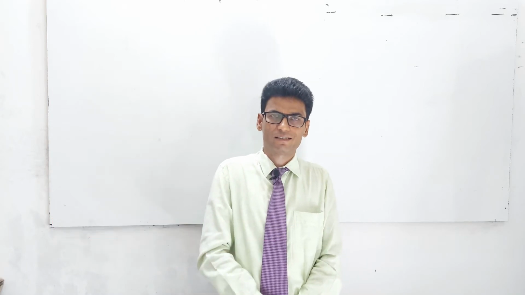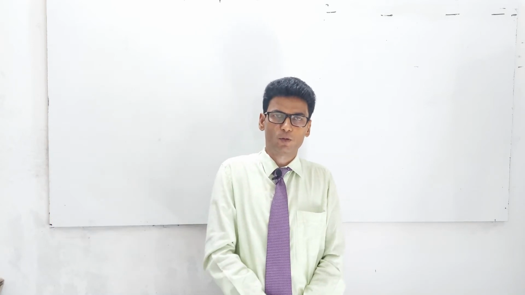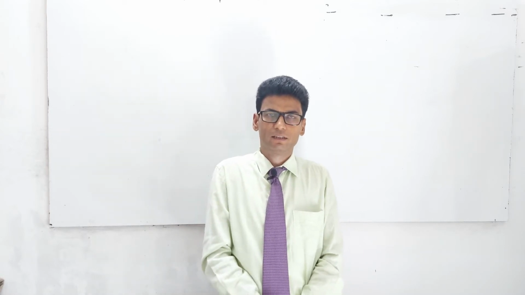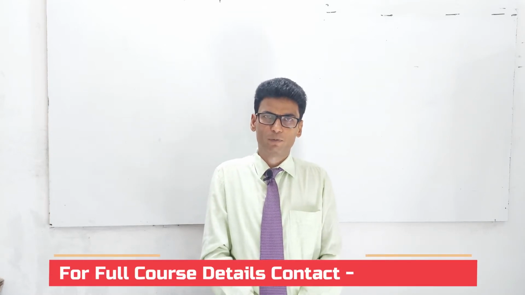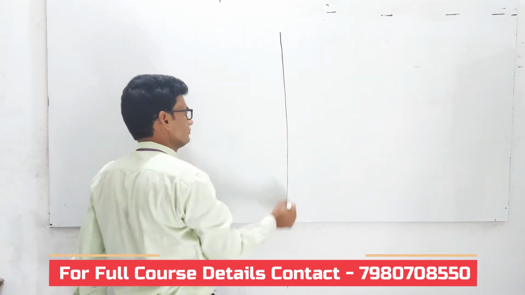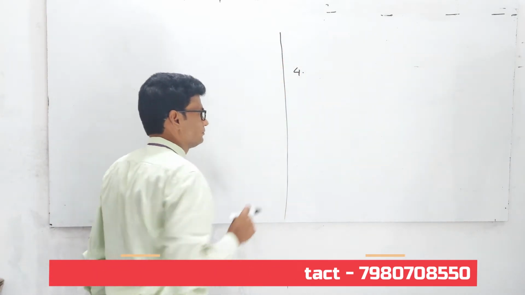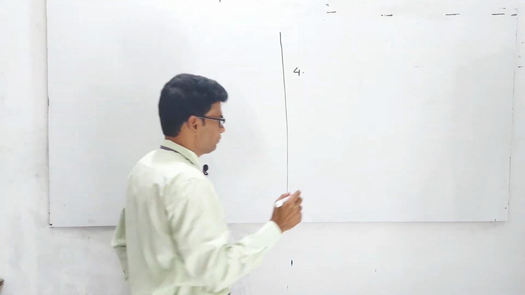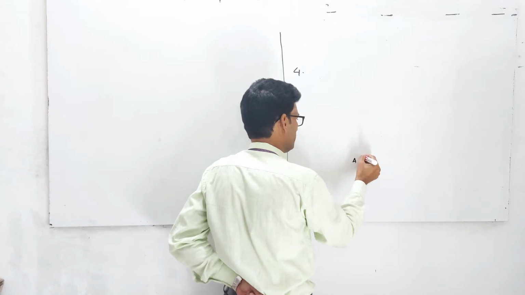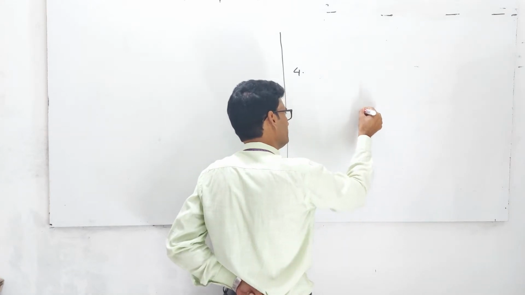Good evening, everyone. As in the last class, we had discussed some very good problems on the concept of relative velocity. And in continuation of that, let us start with problem number 4. There are two particles, say the particle A and the particle B.